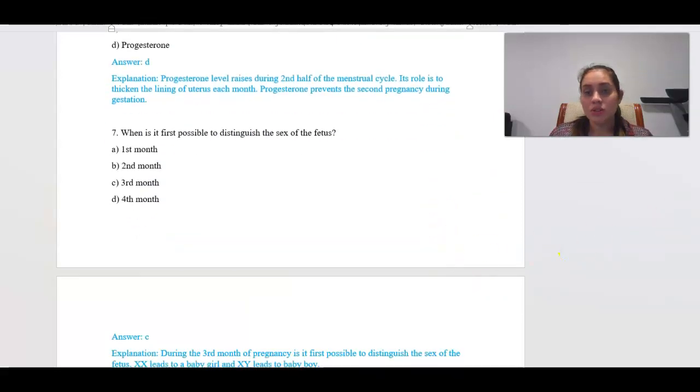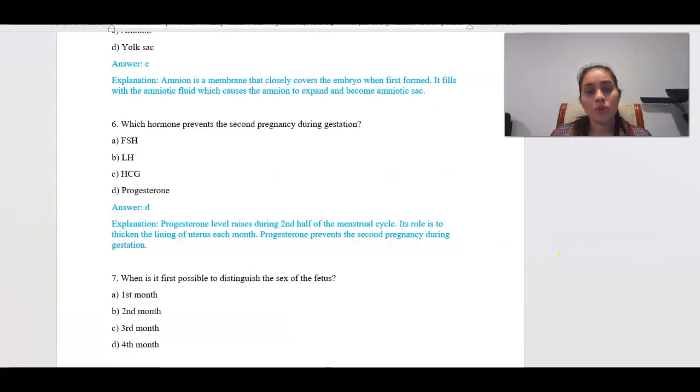The sixth question is which hormone prevents the second pregnancy during gestation? It's the progesterone, because progesterone level rises during second half of the menstrual cycle, and its role is to thicken the lining of uterus each month. So the progesterone prevents the second pregnancy during gestation.